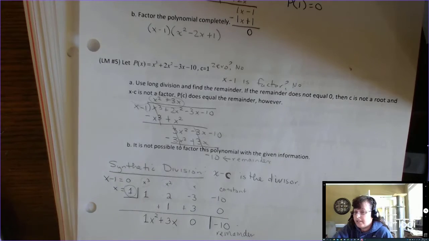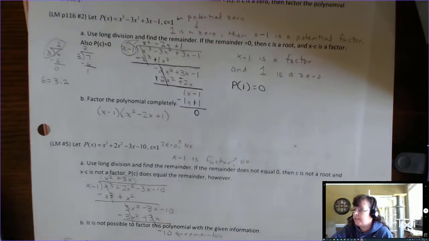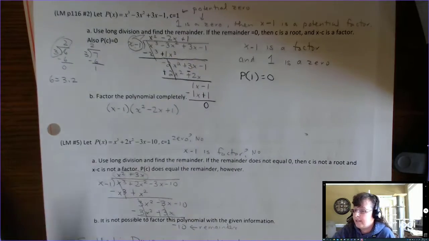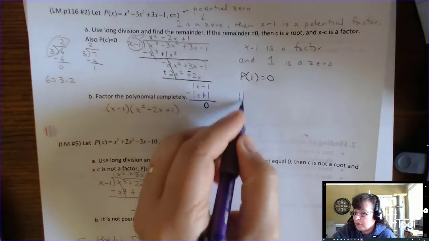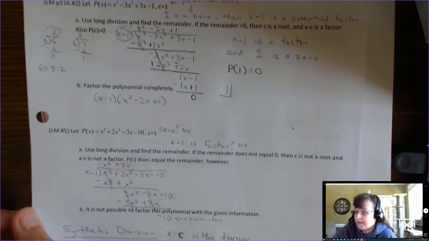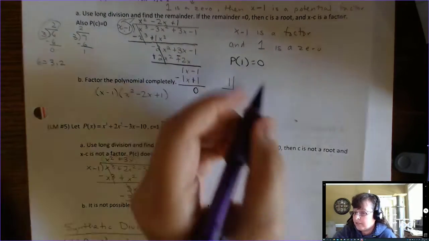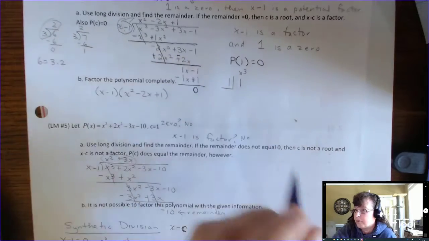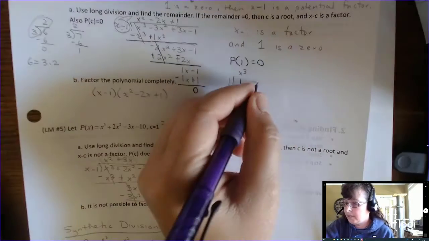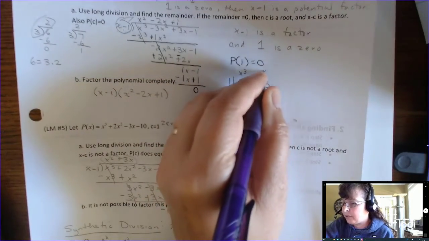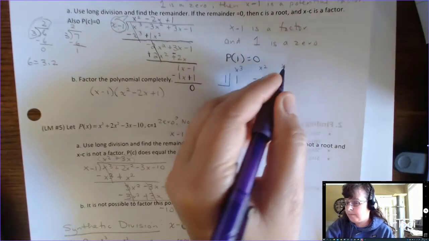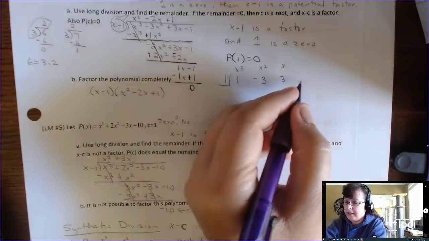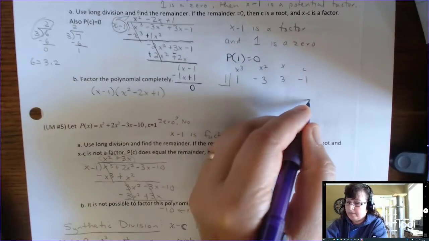So that's called synthetic division. If you wanted to use synthetic division up here, again, the factor is x minus 1, so 1 goes in the box, and then the coefficients: 1, that's your x cubed term, negative 3, that's your x squared term, 3, that's your x term, and negative 1, that's your constant term.